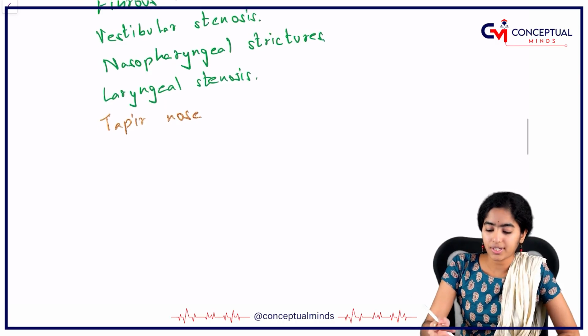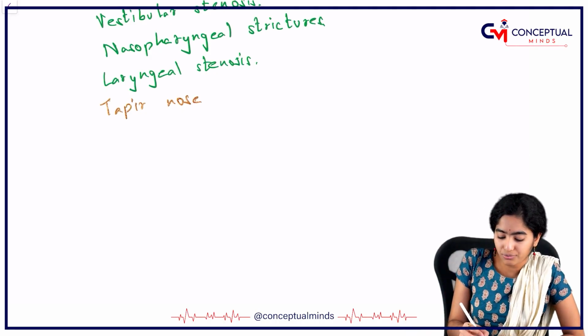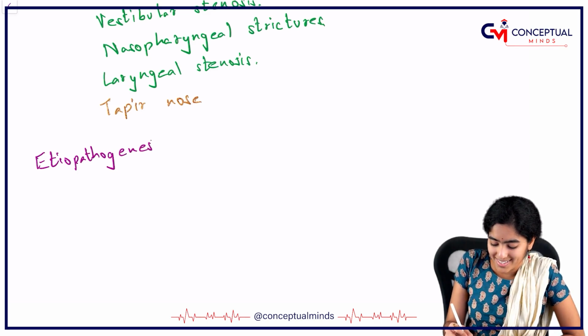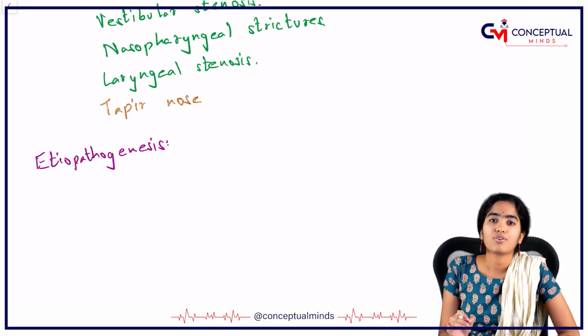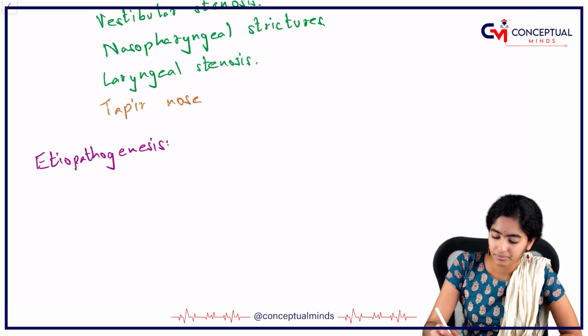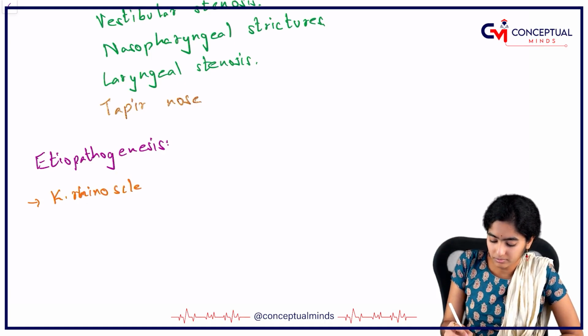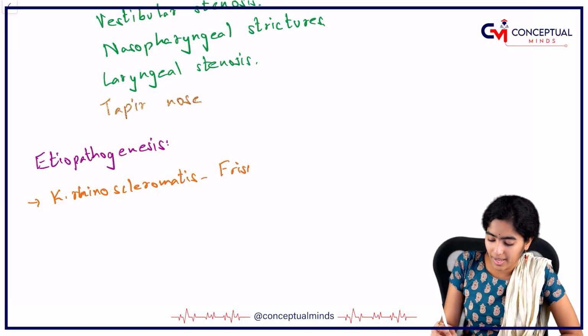Now with this, after understanding the three stages, let us now look into the etiopathogenesis of Rhinoscleroma. Etiology, you already know, it's caused by gram-negative coccobacillus known as Klebsiella rhinoscleromatis, also known as Frisch bacillus. It is a gram-negative coccobacillus.